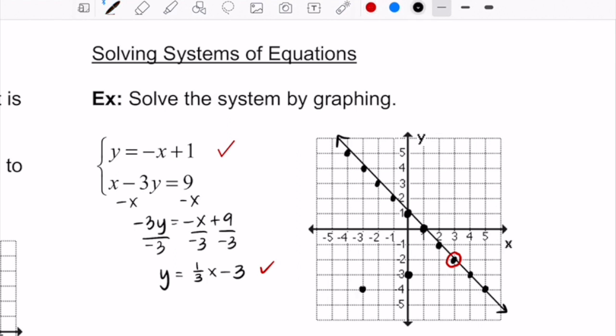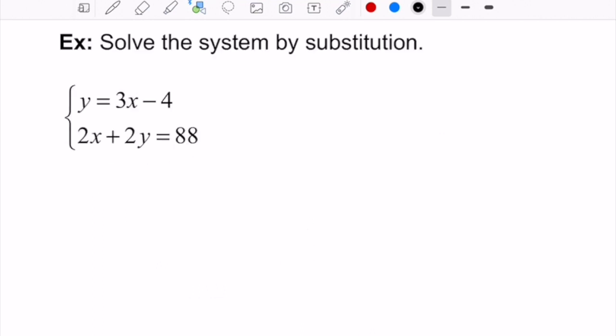It's okay if you want to put the rest of the points on your graph that fit, but in terms of answering the question, it's not necessary because you found the point where the two lines cross. The solution to this system is the point 3, -2 because that's the point where the two lines cross when you graph them. In the next example, we're asked to solve the system by substitution.